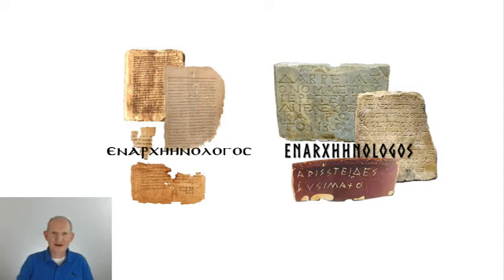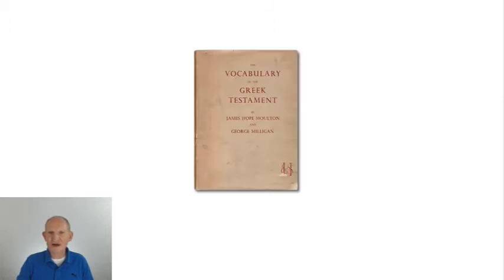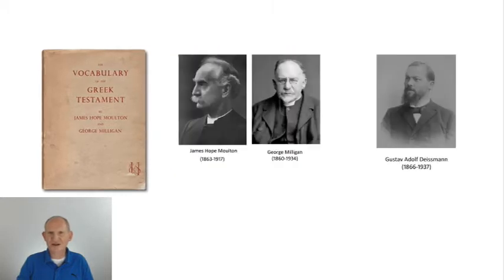After I left Wycliffe, I moved back to the east coast of Canada, where I'm from, where I now work in a community college. Back in 2012, I felt I needed a way to keep up with my Koine Greek, so I decided to do a revision, update, expansion of this book, The Vocabulary of the Greek Testament by James Moulton and George Milligan, two British scholars. This is a work they started just before World War I, along with a German scholar named Gustav Deismann. Their goal was to produce a new lexicon. The plan was for Moulton and Milligan to focus on the papyri, and Deismann would focus on the inscriptions.